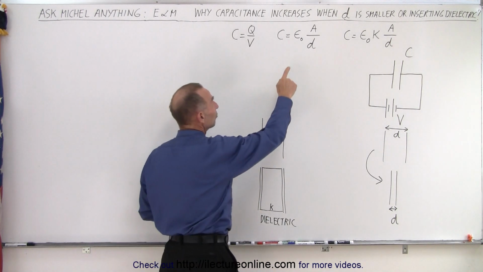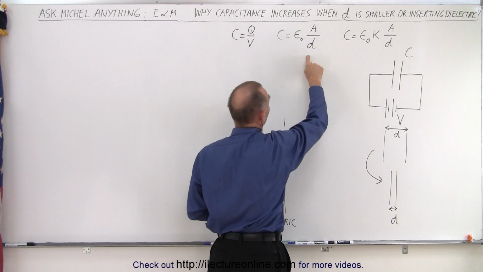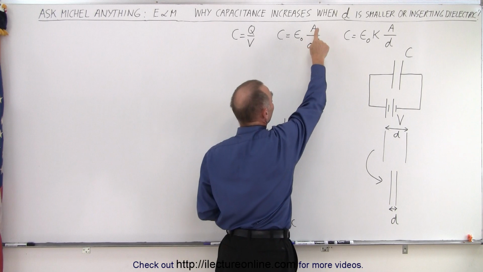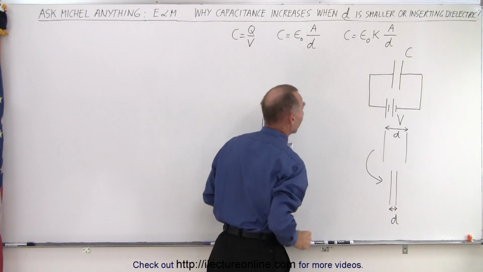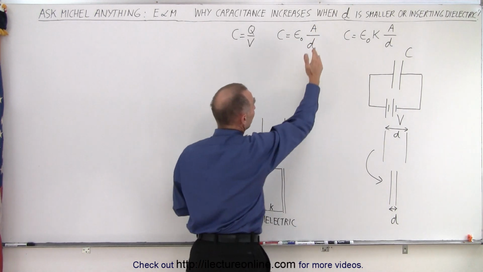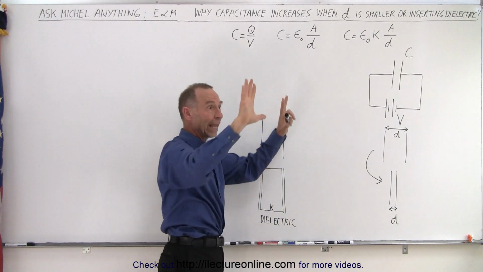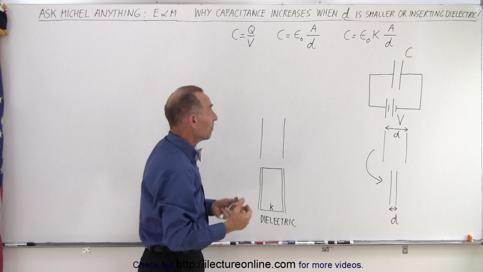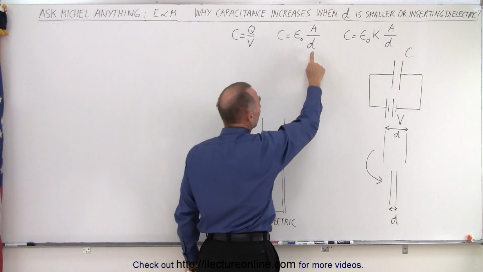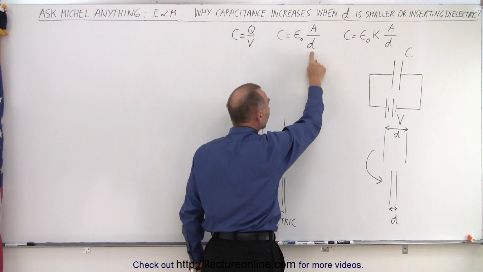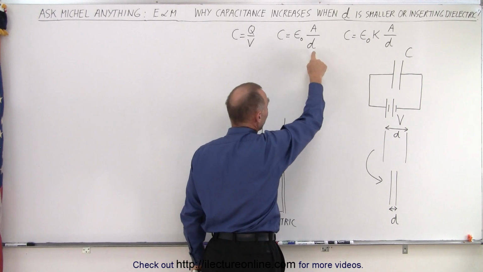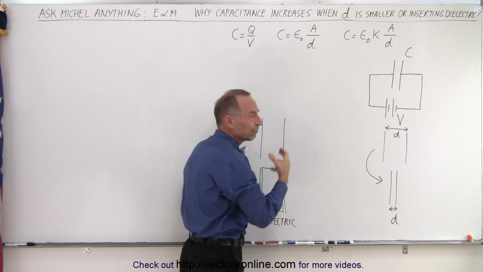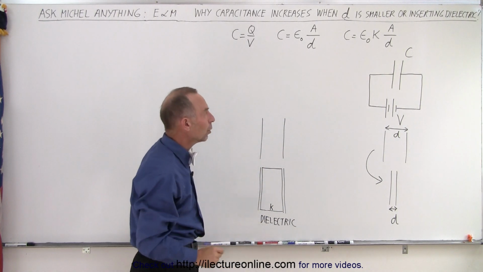So here we have the equation for the physical capacitance of a capacitor. It is equal to some constant, epsilon sub naught, times the area of the plate divided by the distance between them. So it makes sense that the bigger you make the plate, the more area you have, the more charge you can put onto the plate, the greater the capacitance. That makes sense. But why is it that when you decrease the distance, the capacitance goes up? Now, of course, the equation seems to indicate that. You make d smaller, C gets bigger, but why is that physically? We'll explain it in a moment.